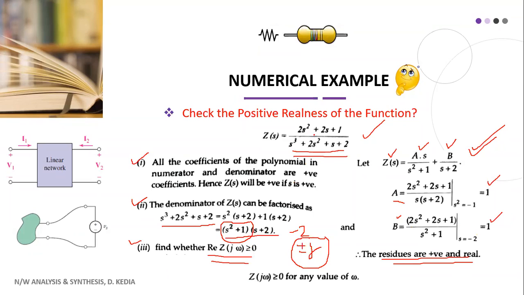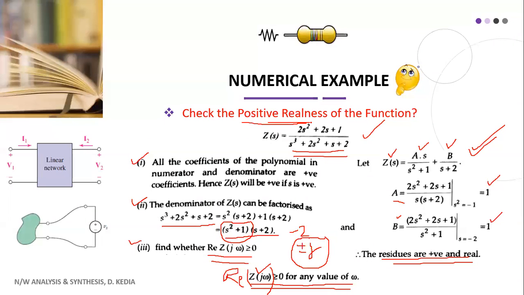Third condition is real part of Z(j omega) should be greater than equal to 0. This you already know. You substitute s equal to j omega here. Okay, you separate out the real part, and you have to check whether that Z(j omega) gives you greater than equal to 0 for all omega. So though I have not shown you the calculation here, you can do that calculation at your home, but I'm telling you that if you do that, it will give us real part of Z(j omega) greater than equal to 0 for all omega. So that condition will also be satisfied, and then we can say that this given function is a positive real function. I hope these steps are clear to you.